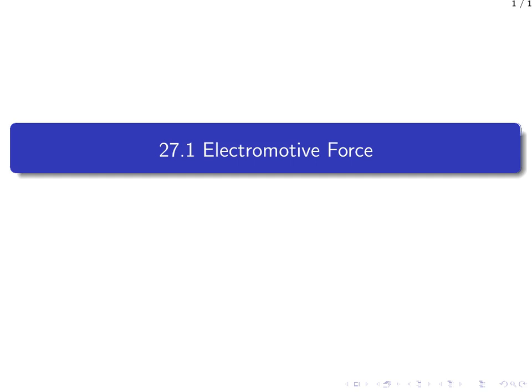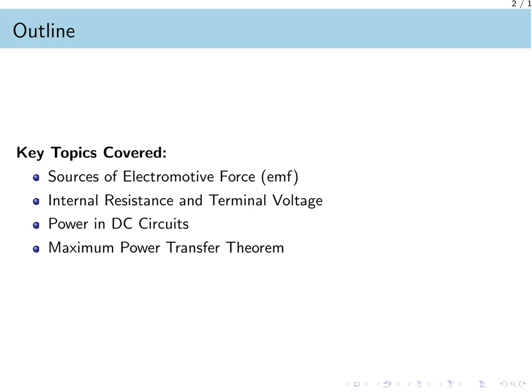27.1 Electromotive Force. In this session, we will explore the fundamental concepts of direct current circuits. We begin by defining the sources of electromotive force, often abbreviated as EMF, and examining how a battery's internal resistance affects its terminal voltage. We will then analyze how power is distributed and dissipated within these circuits. Finally, we will discuss the maximum power transfer theorem, which dictates the conditions under which a battery delivers the most power to an external load.